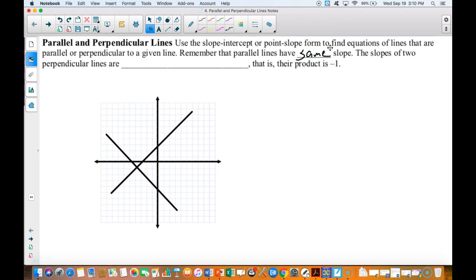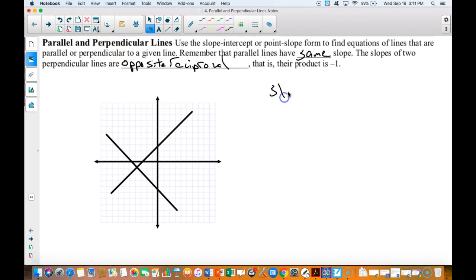If two lines are perpendicular, they will have opposite reciprocal slopes. So what is an opposite reciprocal? What does that even mean?